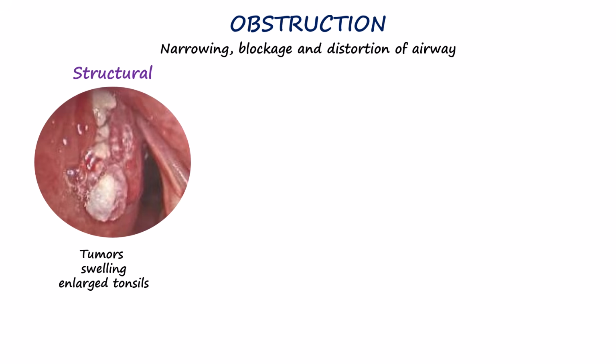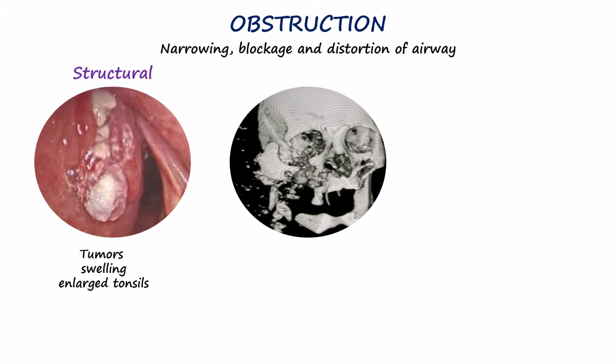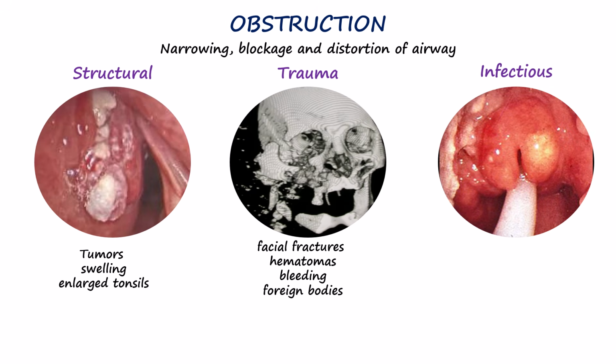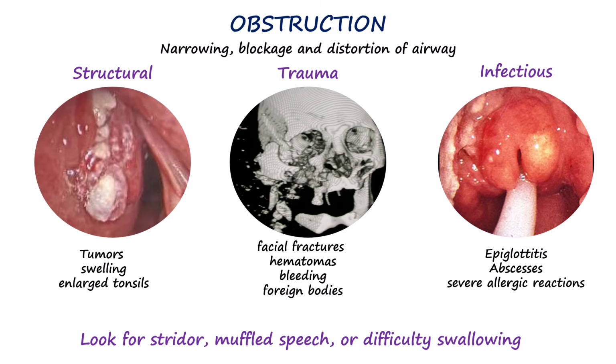The O in LEMON stands for obstruction, which refers to anything that narrows, blocks or distorts the airway. This includes structural issues like tumors, swelling, enlarged tonsils or congenital abnormalities. It also covers traumatic causes such as facial fractures, hematomas, bleeding, or foreign bodies in the airway. Lastly, inflammatory or infectious conditions like epiglottitis, abscesses, or severe allergic reactions can cause airway swelling. Warning signs like stridor, muffled speech or difficulty swallowing should raise concern for obstruction.